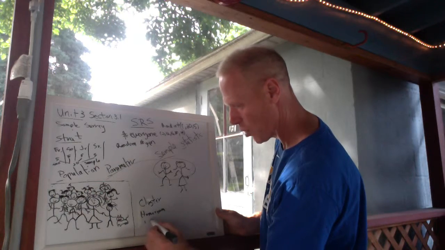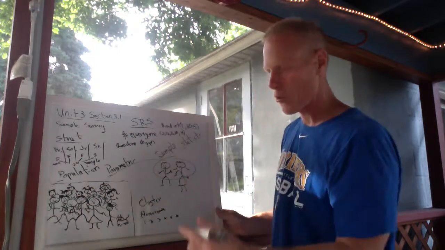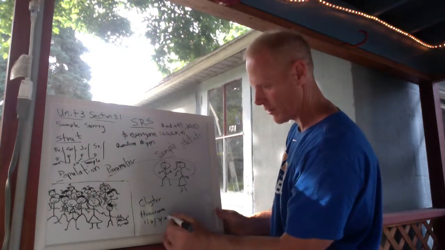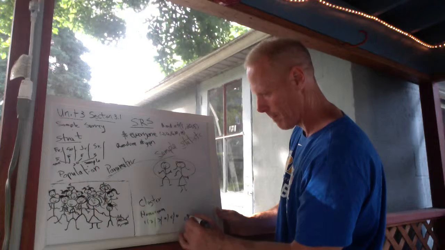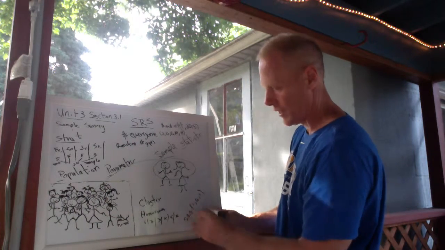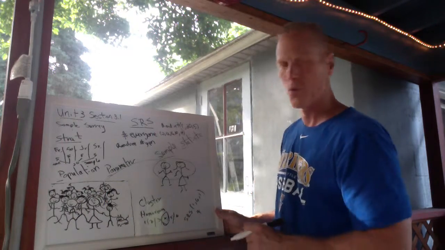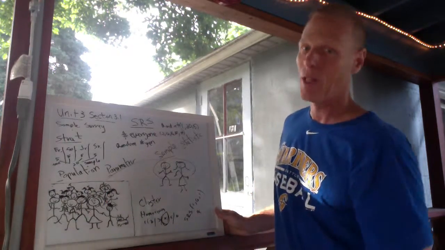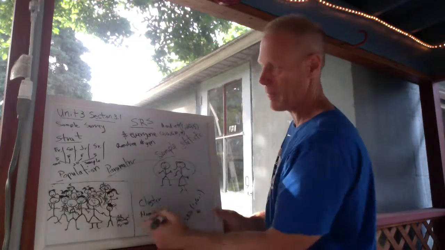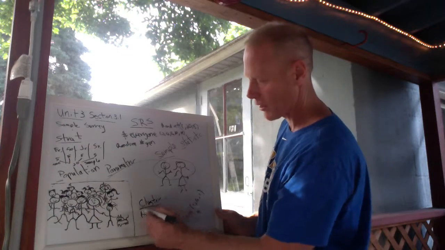Homeroom. So let's say I have 1, 2, 3, 4, 5, 6 different homerooms. What I do now is a simple random sample from 1 through 6, and let's say the number 4 comes up. Well, I take all the people in homeroom 4, and they're the people that I put into my survey. They're all the people that I survey, and that's called a cluster.